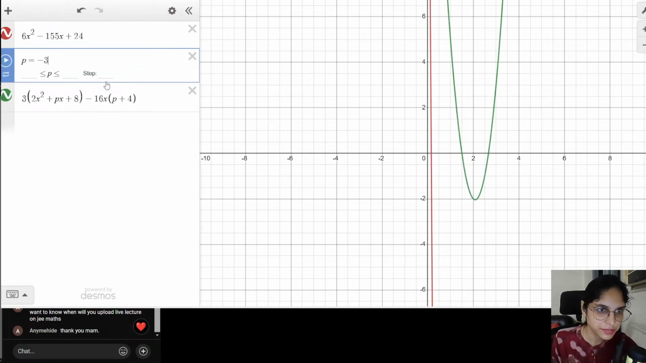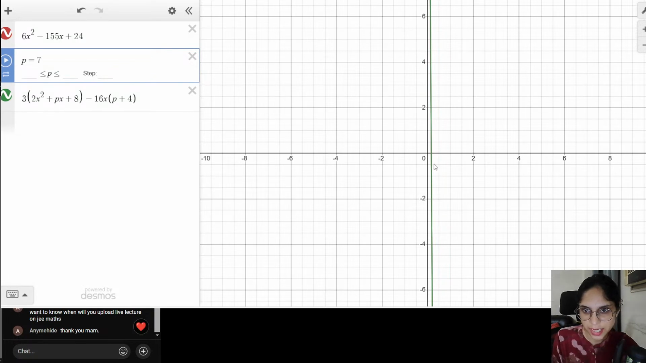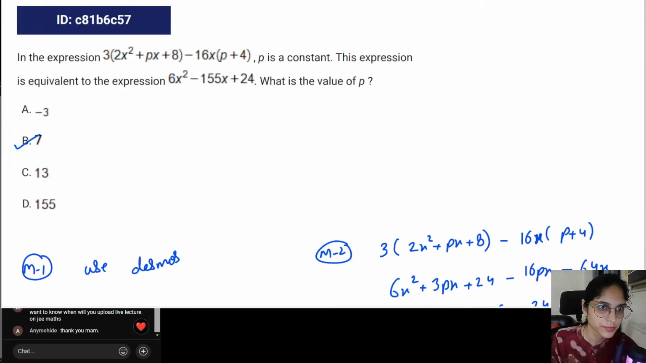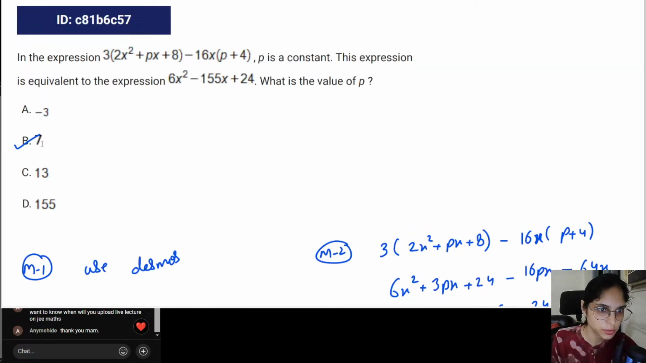Getting a graph, very different. Next is 7. You write 7, and you are getting the exact same graph. There are no overlapping lines, you can see. P is equal to 13. You can write 13. Again, you can see two different lines, so that's not the correct one.